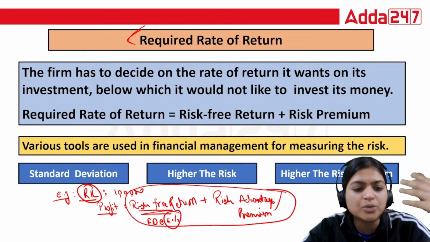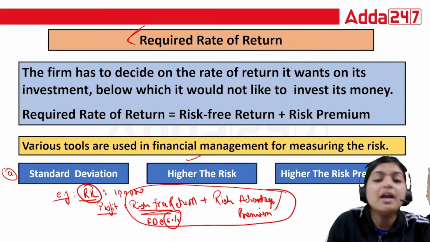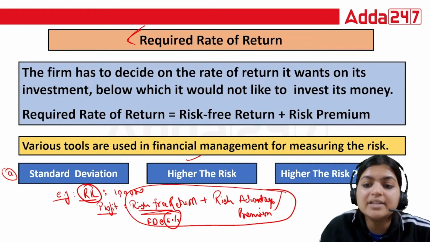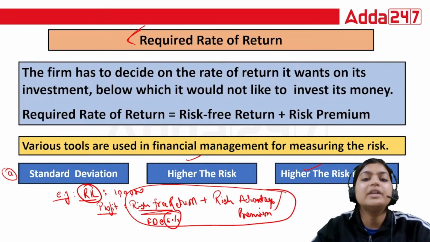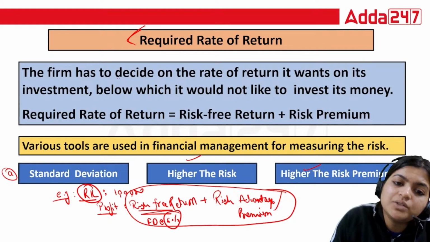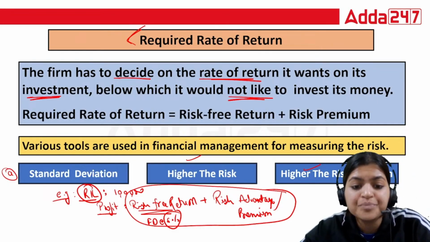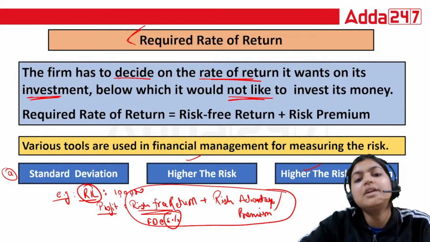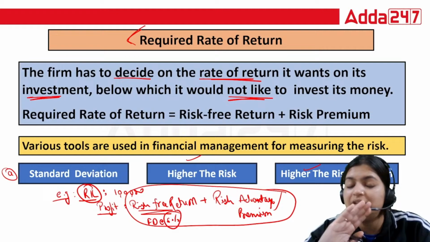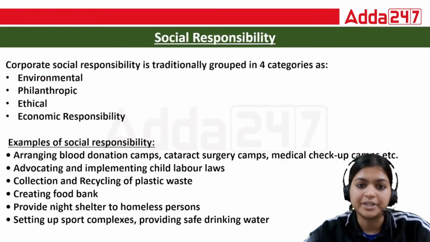Now how can you calculate the risk? With standard deviations. The higher the risk, the higher the return I want, the higher the risk premium I want. So this is your required rate of return. The firm has to decide on the rate of return it wants on its investment, below which it would not like to invest its money. In total I want, suppose, 6 plus the risk premium amount. Below that I will never invest in that company. So that is your required rate of return.